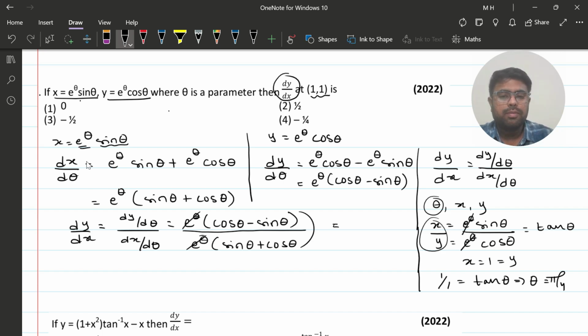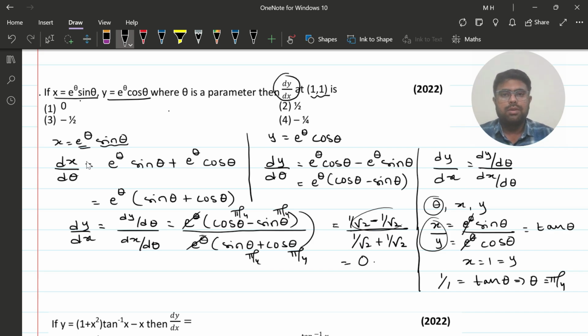So if I put pi by 4 here, we get cos pi by 4, sin pi by 4, sin pi by 4, and then cos pi by 4. What is cos pi by 4? It is 1 by root 2. Sine pi by 4 is 1 by root 2, and this is minus 1 by root 2. So it is 1 by root 2 minus 1 by root 2, which is 0. Therefore it is going to be equal to 0. Right? So this is what you have. Fine.